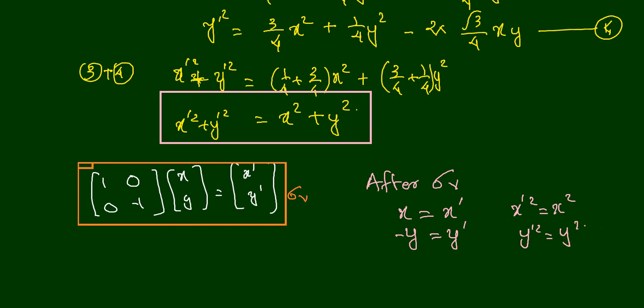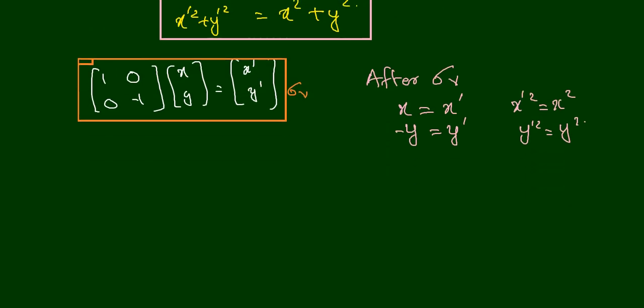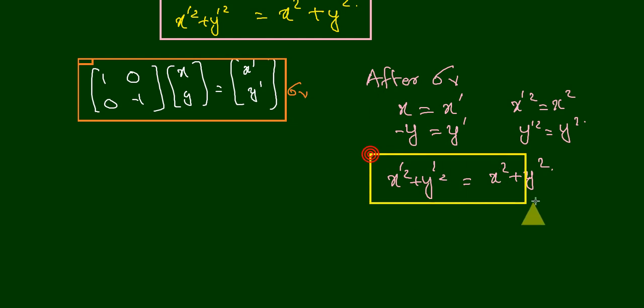So what is x dash square plus y dash square? x dash square plus y dash square is equal to x square plus y square. Now we have the third equation. This is for sigma v. Let me put this also inside a square.